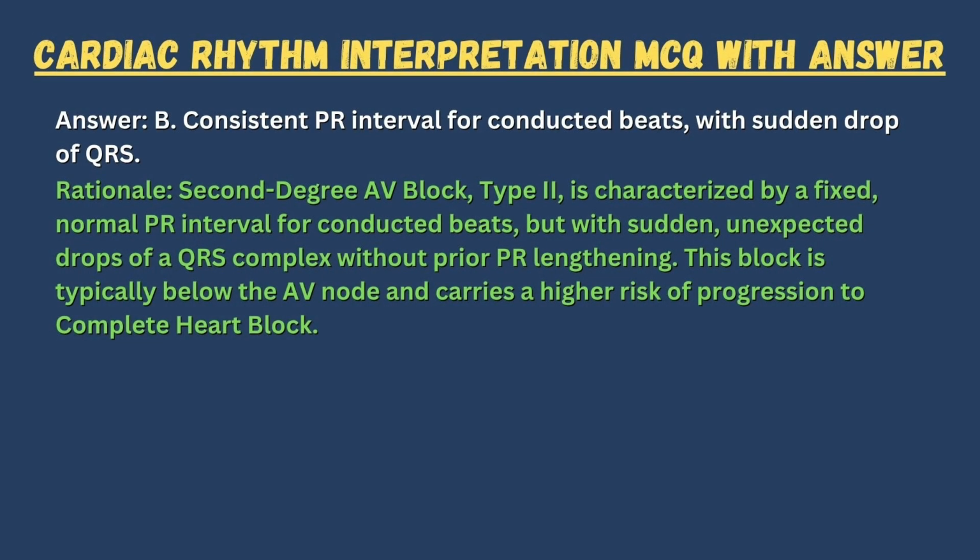Answer: B. Consistent PR interval for conducted beats, with sudden drop of QRS. Rationale: second-degree AV block type 2 is characterized by a fixed, normal PR interval for conducted beats, but with sudden, unexpected drops of a QRS complex, without prior PR lengthening. This block is typically below the AV node and carries a higher risk of progression to complete heart block.